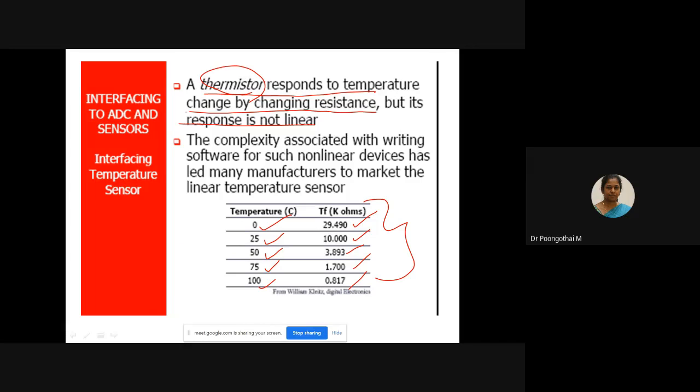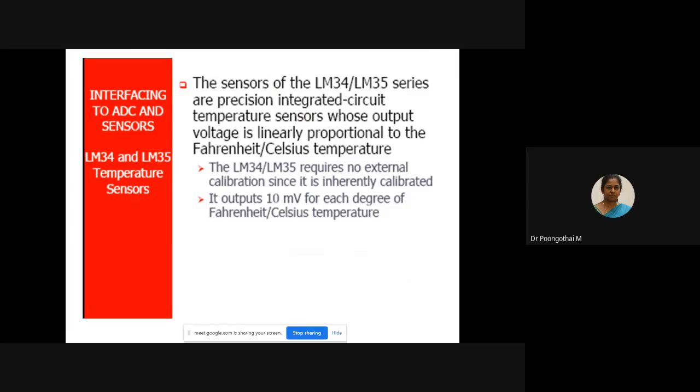For that case, linear temperature sensors are available in the market. Those sensors are the LM34 and LM35. These are linear sensors, which means they output 10 millivolt for each degree of temperature change. Based on that, we can convert the value into digital values. Okay. The LM34 and LM35 require no external calibration because they are internally calibrated. LM34 outputs 10 millivolt for each degree Fahrenheit.